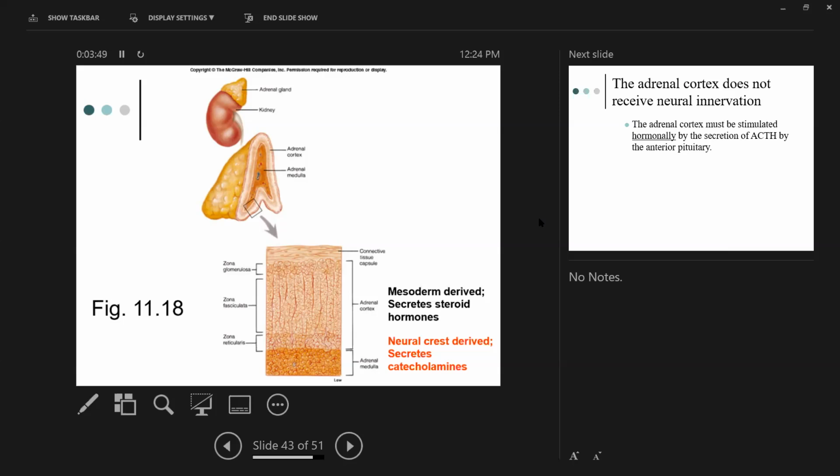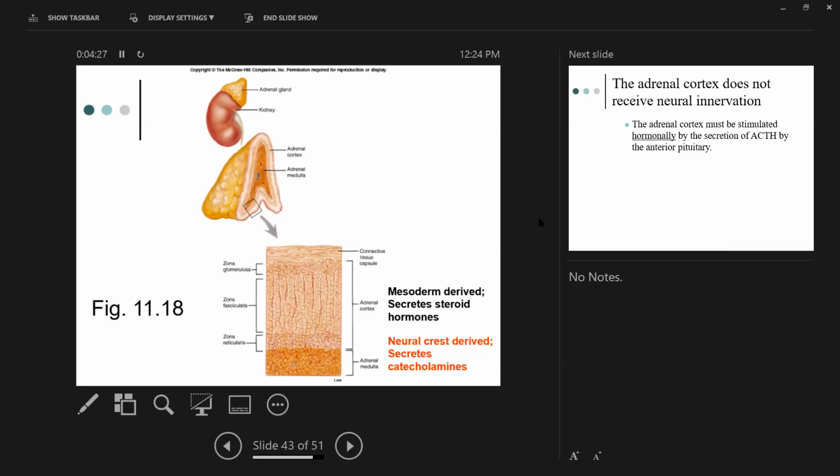There are no parasympathetic inputs to the medulla, just sympathetic. So this will secrete catecholamines, epinephrine, norepinephrine. Secretes epinephrine in about a 4:1 ratio. Let's concern ourselves now with the cortex, since that's the part that's controlled hormonally.